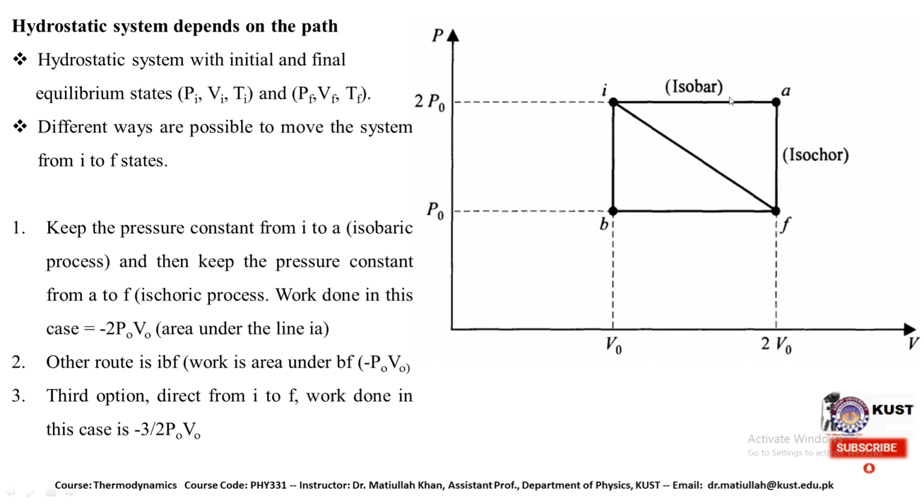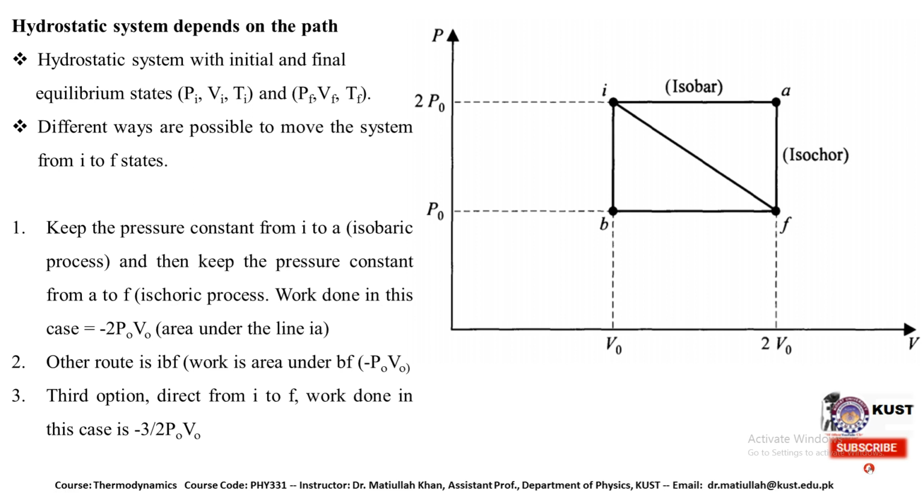From I to A, we need to keep the pressure constant, and this is called an isobaric process. And from A to F, we need to keep the volume constant, and this is called an isochoric process. So the whole work done in these two steps is given by minus 2 P naught V naught. That is actually the area under the line IA.